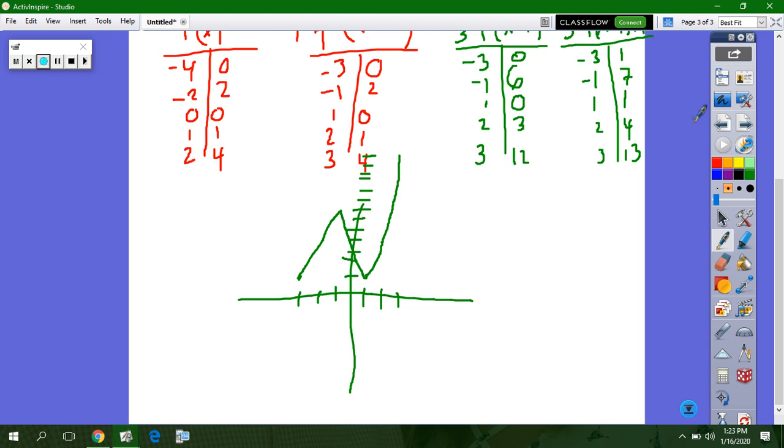It should be 313, right? Does it have the same graph just stretched, shifted? I don't care as long as you know what it is.